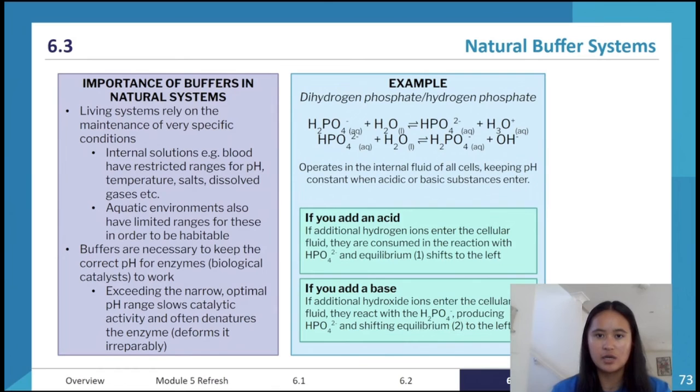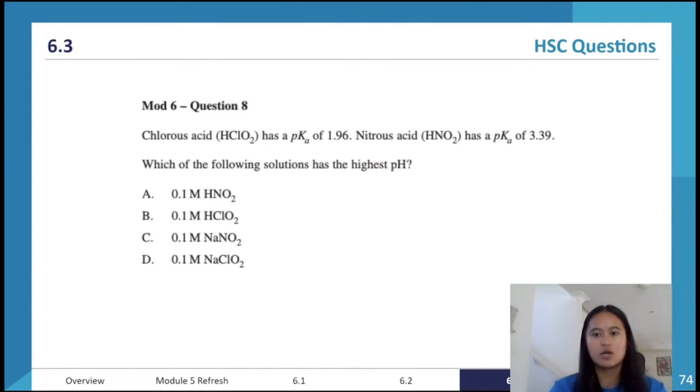Yeah, so there's the dihydrogen phosphate and hydrogen phosphate system in the fluids of cells to keep pH constant in the cells. And same kind of idea here with the dihydrogen phosphate. It acts as a proton donor. So whenever a base is added, that donates a proton. And for the hydrogen phosphate, that acts as the proton acceptor. So whenever an acid is added, it accepts the proton that's donated by the acid. And that's how natural buffer systems work.